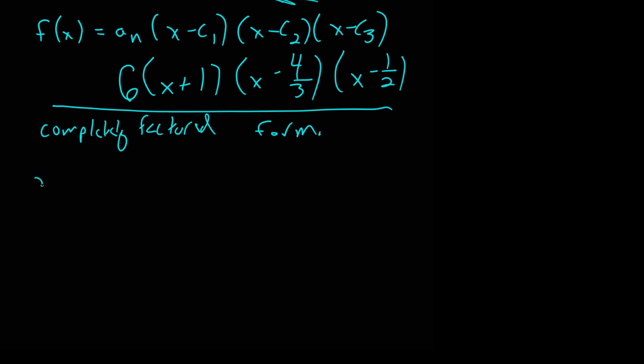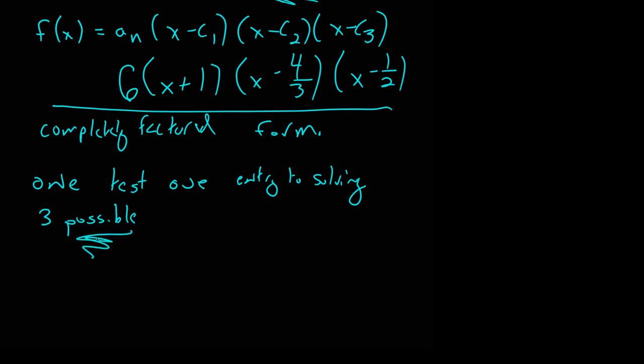All right, so this is one test, one entry into solving. Well, you heard me say, hey, you know what? I could have three possible solutions. But I keep using this word possible. And so we're going to want to find out what this means and what we can do with it. And so the next test we're going to look at is Descartes' rule of signs, and then we're going to look at the fundamental theorem of algebra to put it together.